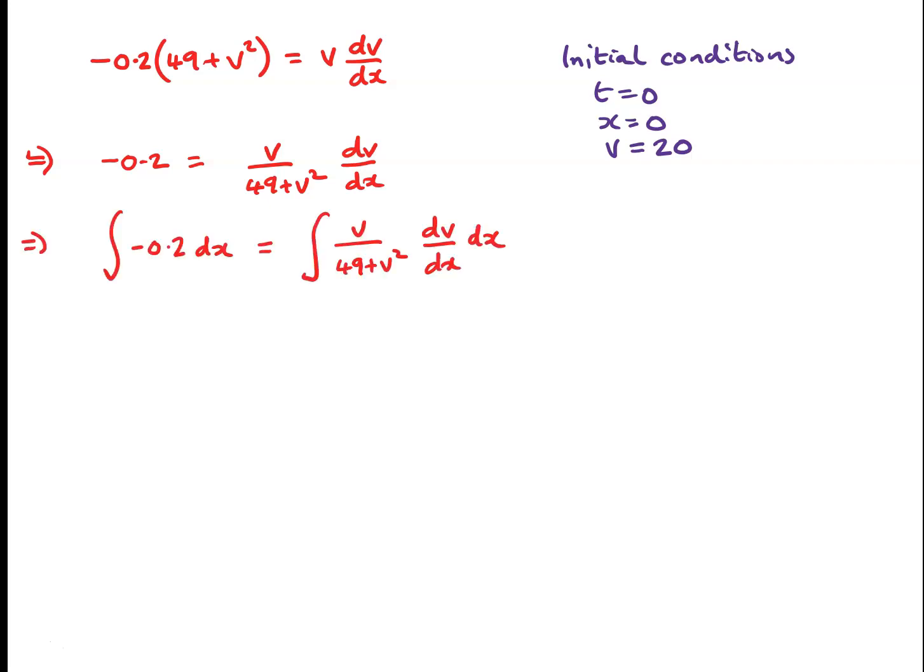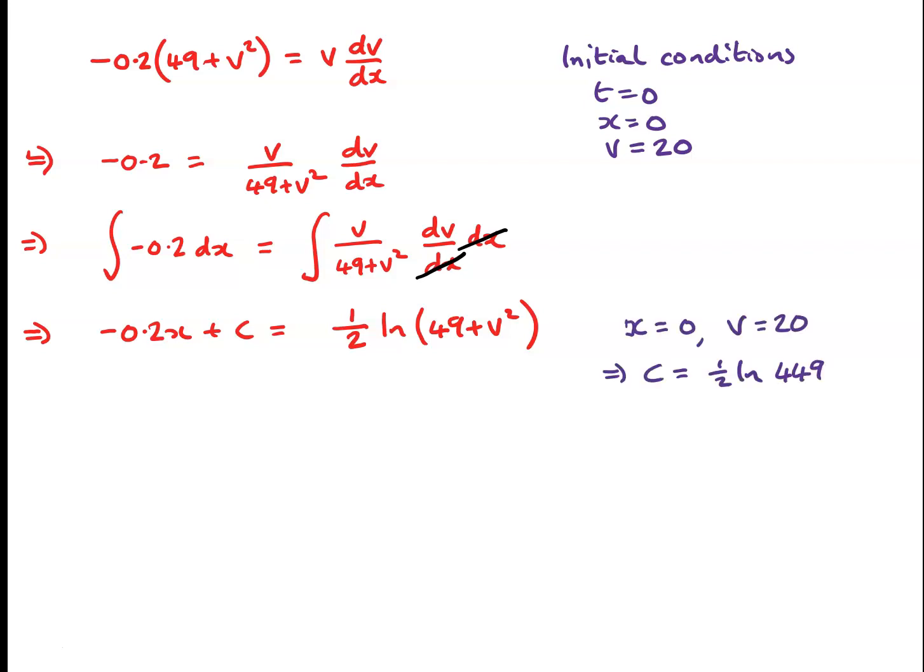Integrating each side with respect to x gives me the integral of minus 0.2 with respect to x is equal to the integral of v over 49 plus v squared times dv by dx with respect to x, which simplifies or can be rewritten as the integral of v over 49 plus v squared with respect to v. So carrying out the two integrations, we get minus 0.2x plus c equals 1/2 of the logarithm of 49 plus v squared.